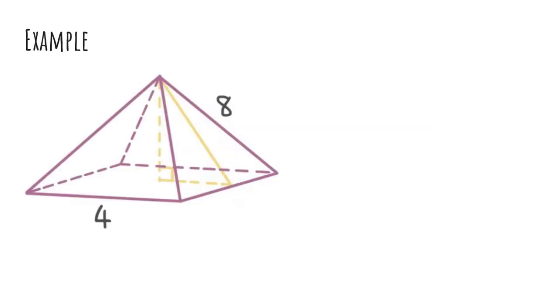Here's an example. This is a square pyramid. So I've got sides of 4, which means this side right here is broken up into 2 and 2 on either side of this lateral height right here. And I'm given this 8 over here on the side. So I can use that to find L. 2 squared plus L squared is going to equal 8 squared.